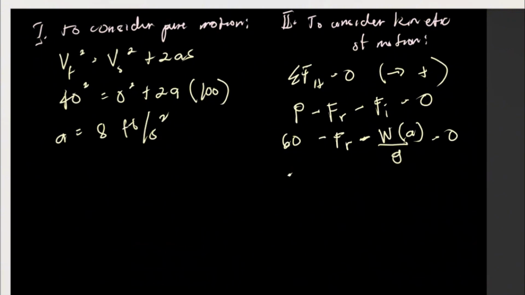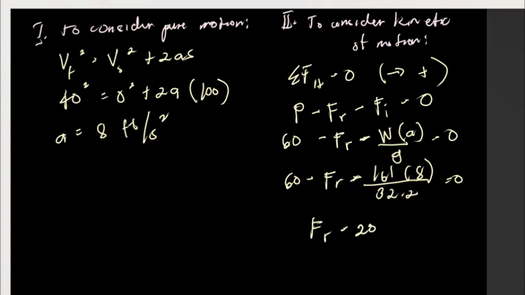So substituting that, so 60 minus frictional force minus W natin, weight natin is 161 times the acceleration, na 8 over 32.2 is equal to 0. So we have this frictional force na equals sa 20 pounds. Okay? So that is our frictional force.